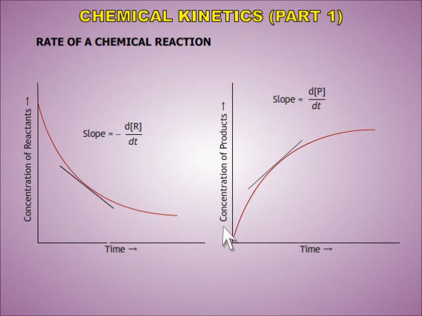Similarly, the concentration of the product may be analyzed as time progresses, and we get a curve like this. Note that this curve has a negative slope while this one has a positive slope, which is quite understandable.